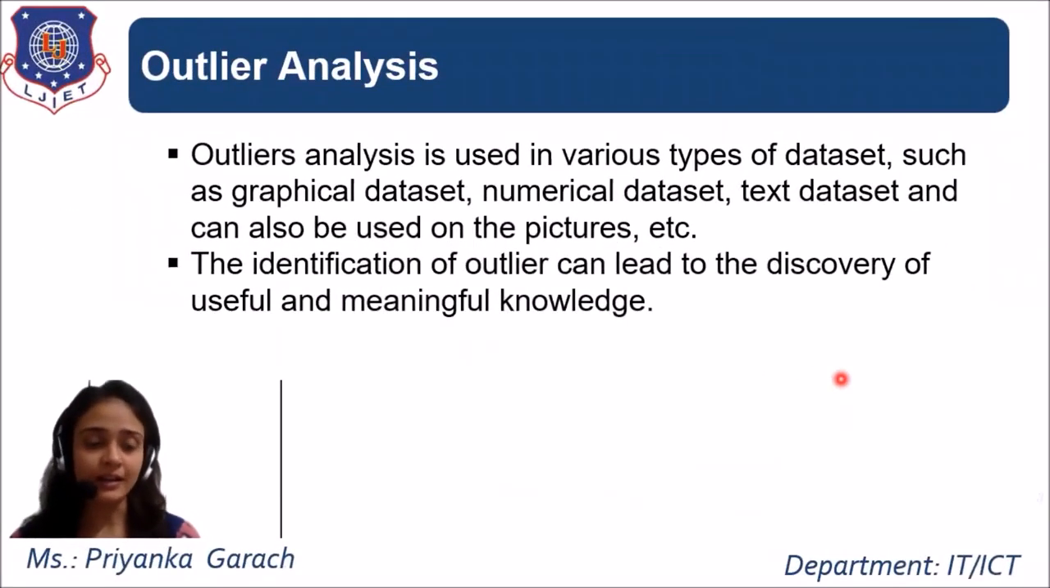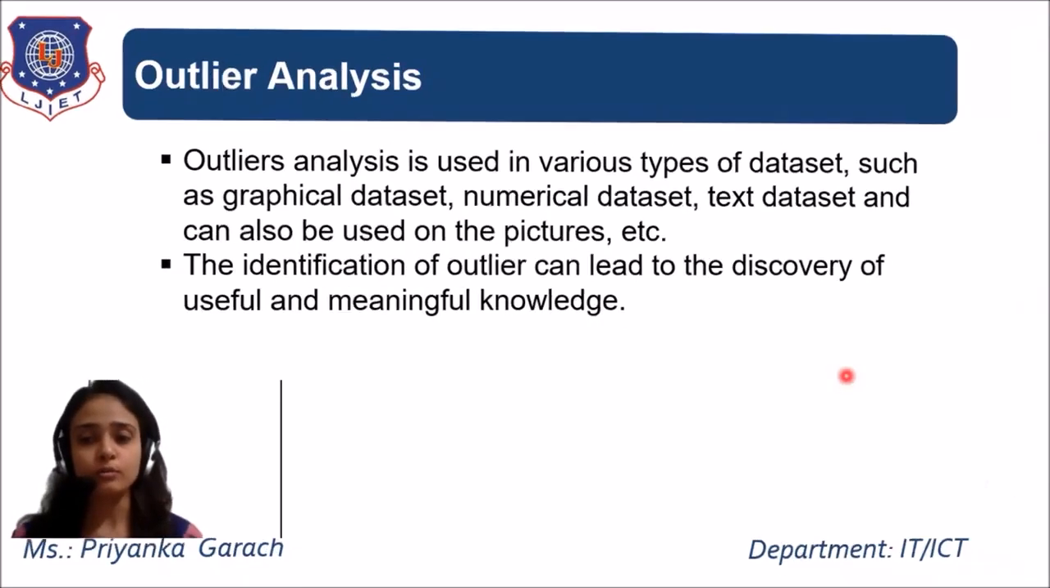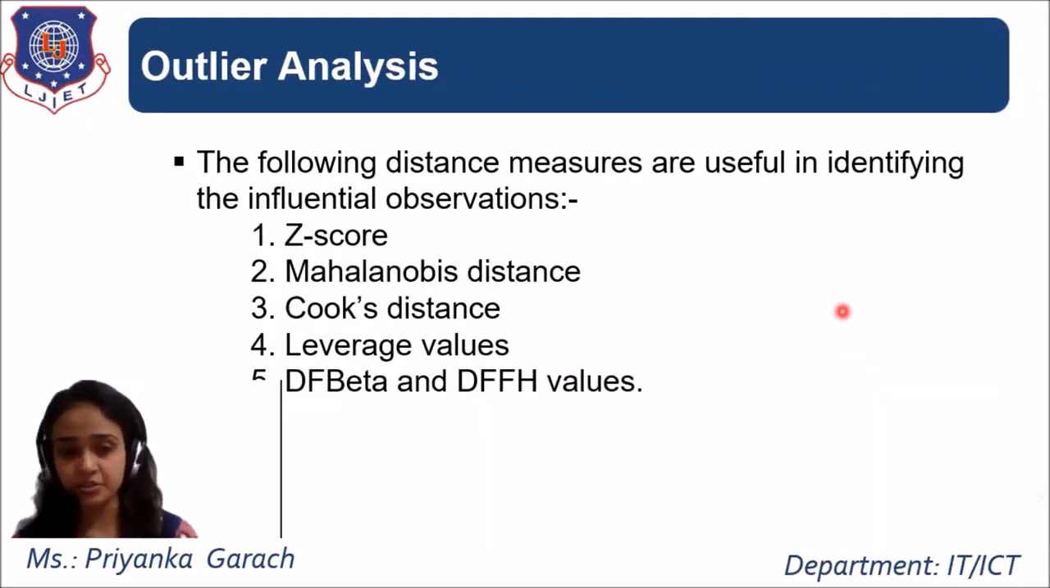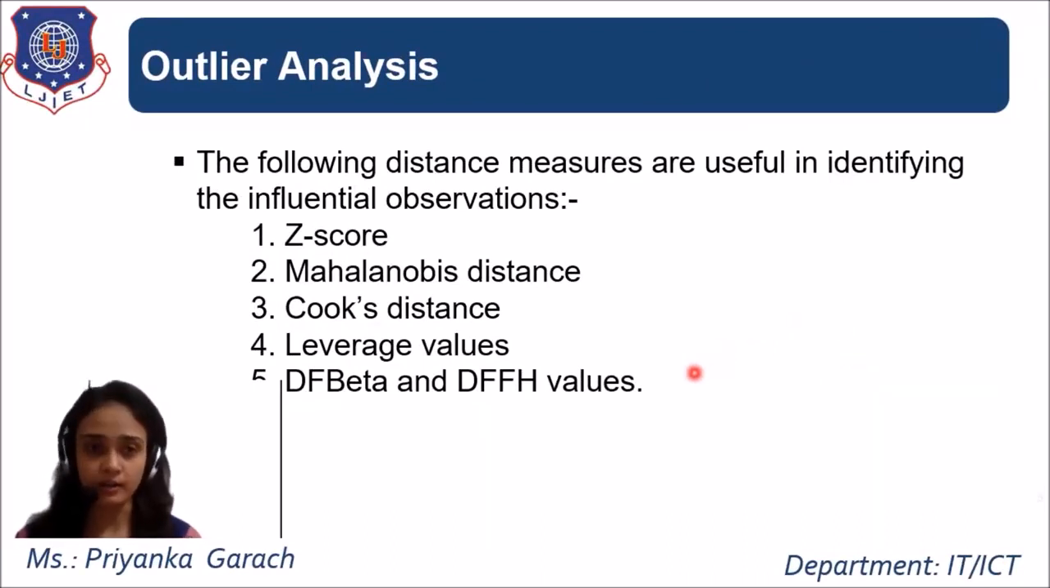The outlier analysis is used for different types of data sets, whether it is a graphical data set, a numerical data set, a text data set, or a pictures data set. The identification of outliers can lead to the discovery of useful and meaningful knowledge. So the outlier analysis is very important because it gives us some information, some knowledge.